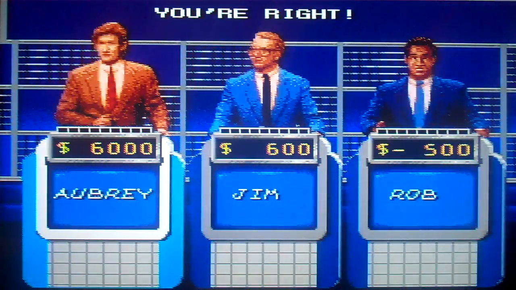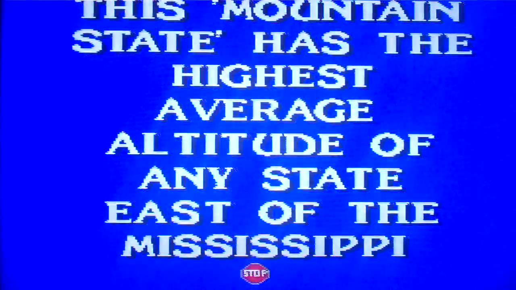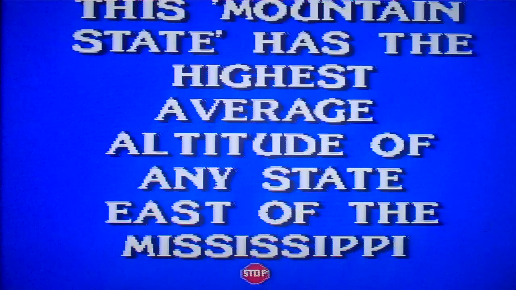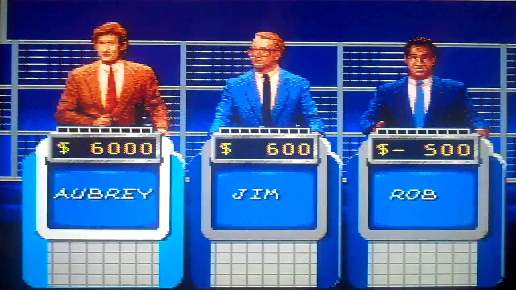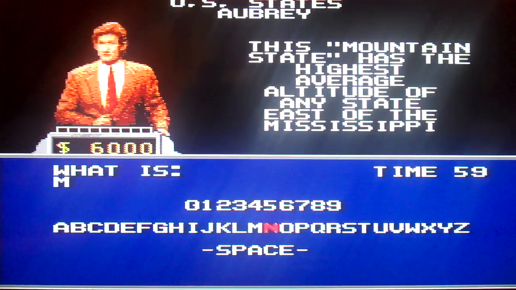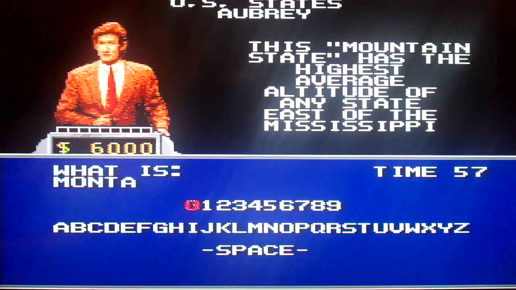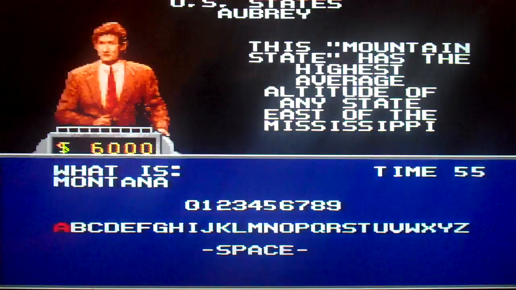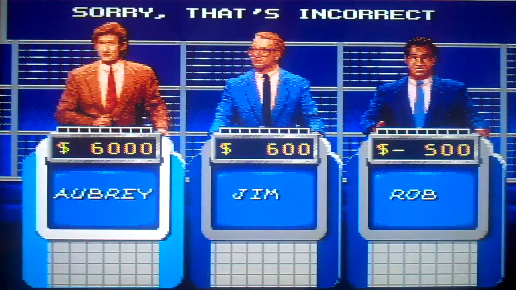Now the last clue. The answer is: This mountain state has the highest average altitude of any state east of the Mississippi. Mountain state. Alright. I'm going to take a guess and say, what is Montana? It is not Montana. So I'm going to finish the Jeopardy round with $5,500.